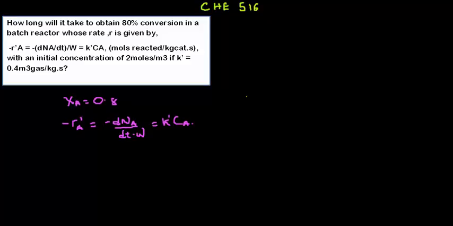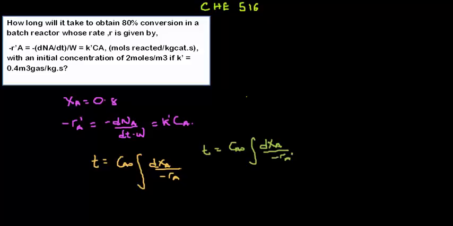Now this is settled. From our previous knowledge, we understand that the time for a batch reactor is equal to CA naught integral dXA over minus RA. Since I'm dealing with a catalytic based reactor, instead of minus RA, it becomes minus RA prime. So I have t equals CA naught integral dXA over minus RA prime. Do not forget, this is for catalytic based. Now after this is gotten, I can input my values to get what I'm looking for.